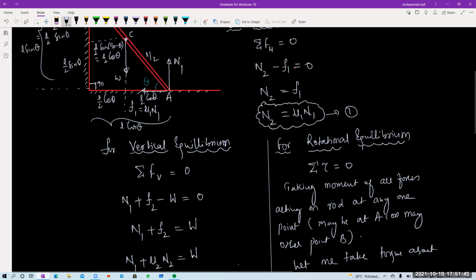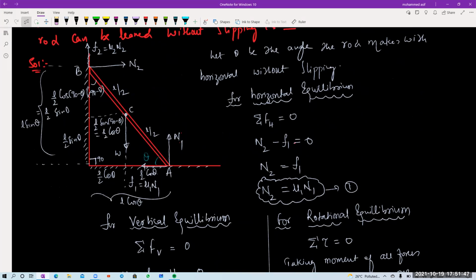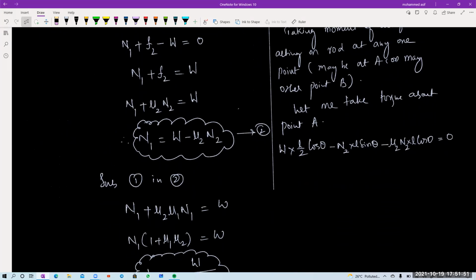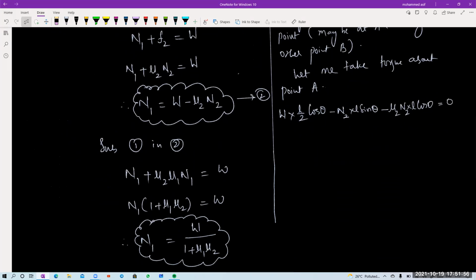The torque because of F1 will be 0 because it passes through the axis; there is no perpendicular distance for it. So this is the torque equation for the given condition. Now I know the value of N1 and the value of N2, so just substituting the values of N1 and N2, this will become W into L into cos theta divided by 2 minus N2.